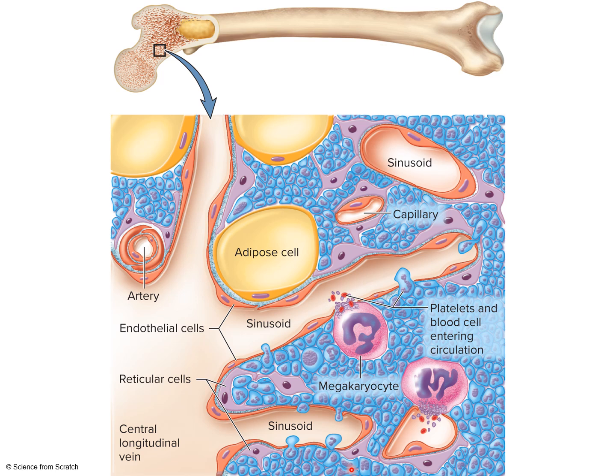of macrophages and blood cells in all stages of development. The macrophages will destroy malformed blood cells and the nuclei discarded by developing erythrocytes. As blood cells mature, they're going to push their way through those reticular and endothelial cells to enter into the sinusoid and then flow away.